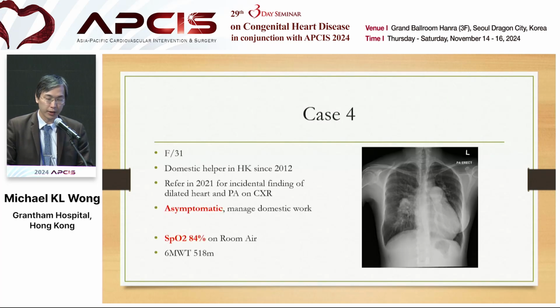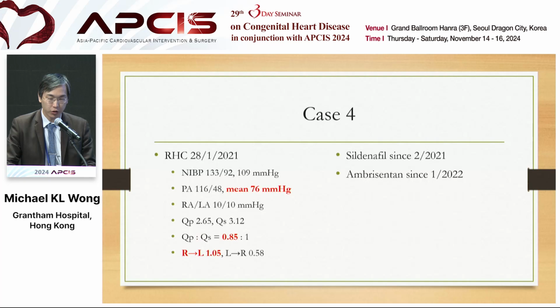Another case is a 31-year-old lady who was a domestic helper from the Philippines, working in Hong Kong for more than 10 years, referred to our center 3 years ago because of also an abnormal finding on chest X-ray. She was asymptomatic all along and still managing domestic work, but on room air, the patient is already desaturating, but functionally the 6-minute walk, you can see, is more than 500 meters.